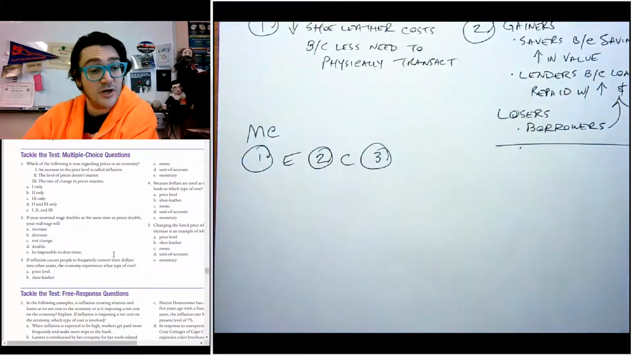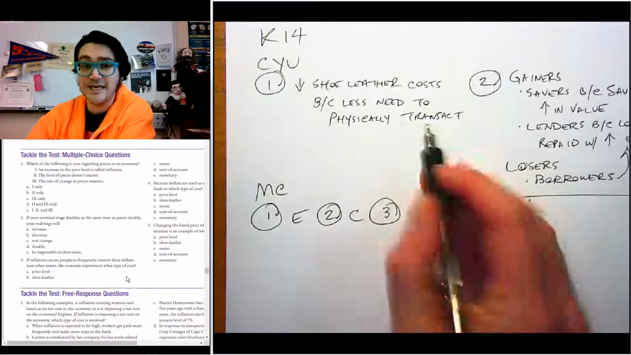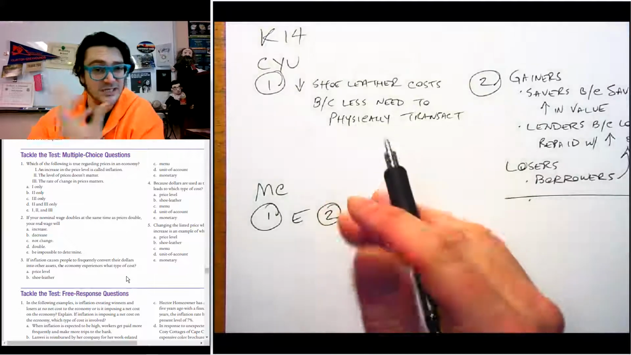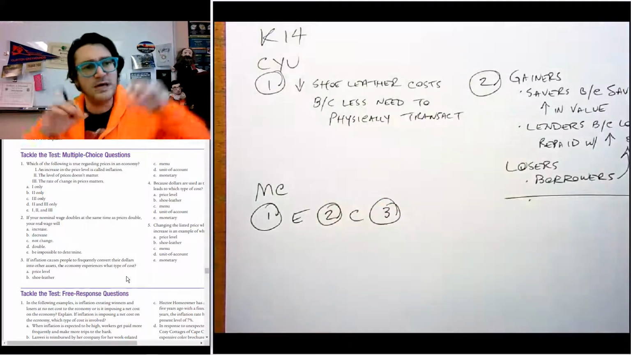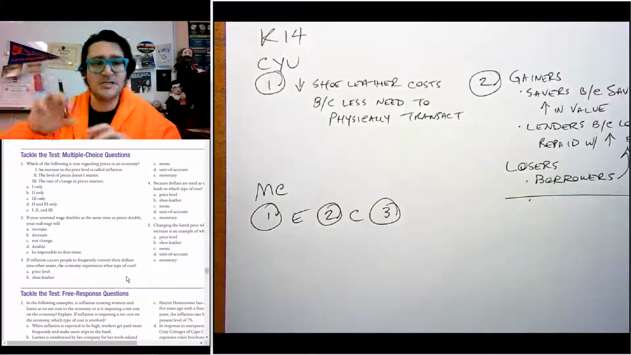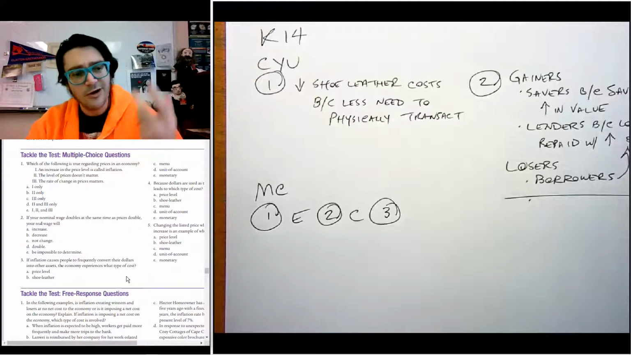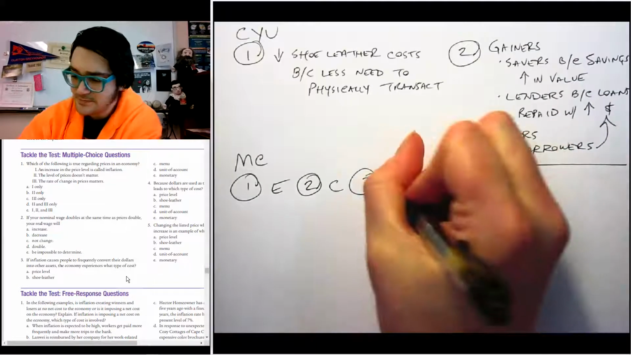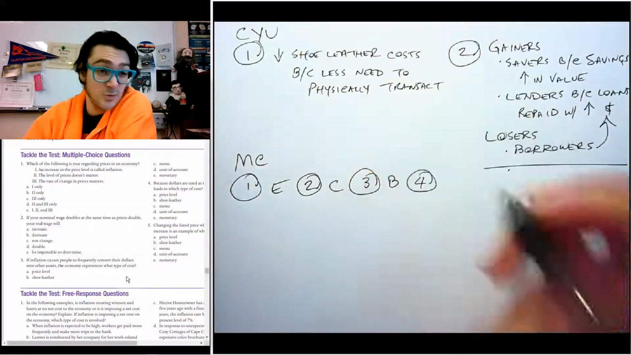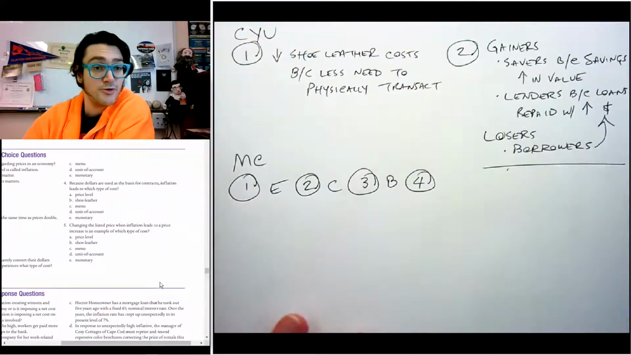3, if inflation causes people to frequently convert their dollars into other assets, the economy experiences shoe leather costs. That's this whole idea of constantly having to physically transact and constantly having to move money from one type of asset into another, convert your cash into an investment, take your cash out and buy something with it before it becomes worthless. All of that is shoe leather costs. Assets are just stuff that's worth something. So you have to quickly buy and transact, and you wear out your shoes.